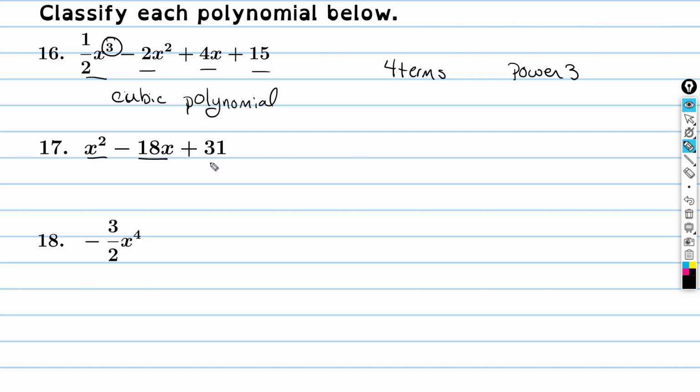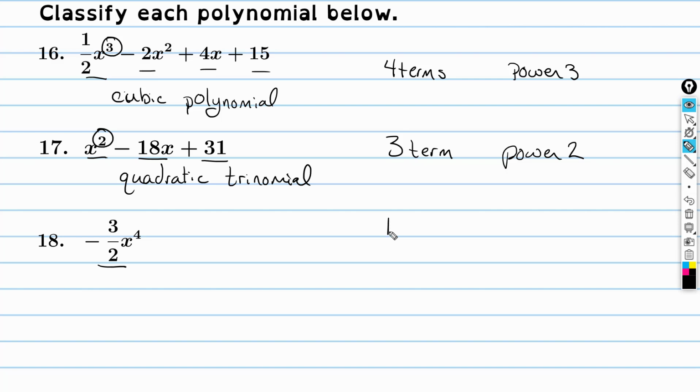I have 1, 2, 3 terms. My highest power is 2. So I have a quadratic trinomial. I have 1 term. My power is 4. So I have a quartic monomial.